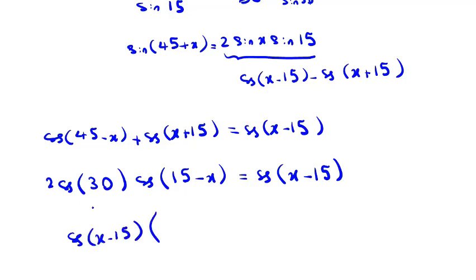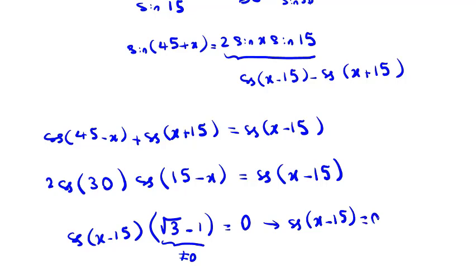It will be 2 cos 30. Cos 30 is root 3 over 2, and 2 times that will be root 3. And it is cos of x minus 15, minus 1, equal to 0. We know the first factor is not 0, so we conclude that cos of x minus 15 equals 0.